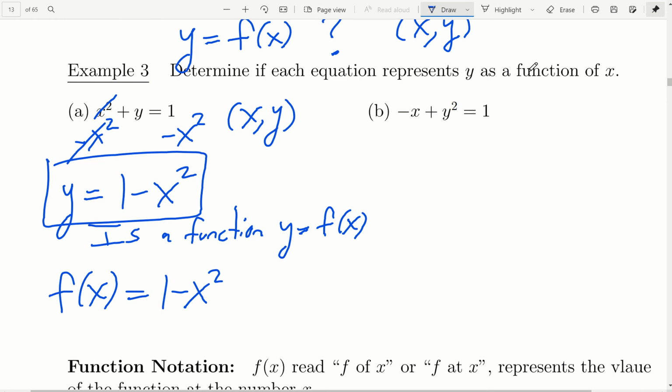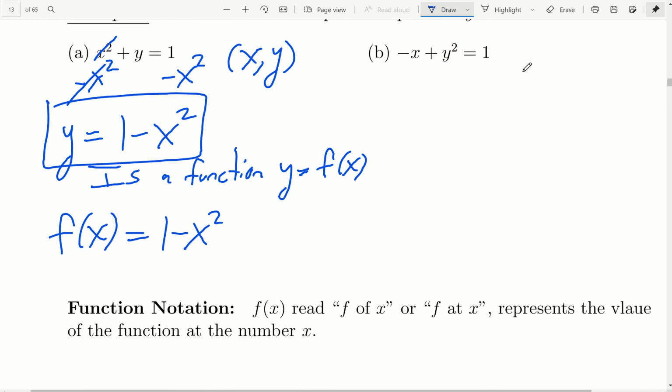Let's take a look at part B, same question. We want to ask, does this equation define y as a function of x? To do that, let's try and get the y by itself. We would begin by first adding x to both sides. Here this cancels. We get y squared equals 1 plus x. Now to get the y by itself, we're going to have to take the square root of both sides.